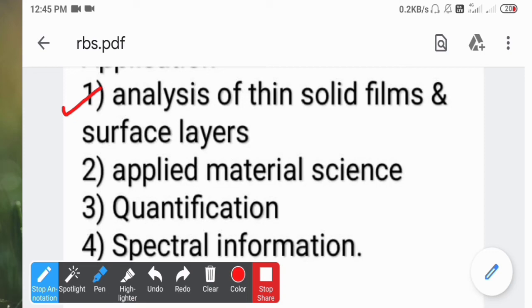The second is applied material sciences. This technique is used in material sciences, where alloys or newly formed materials can be analyzed. The composition of those particular ions or the newly formed material can be determined. We can also determine the melting point of a particular newly formed solid.